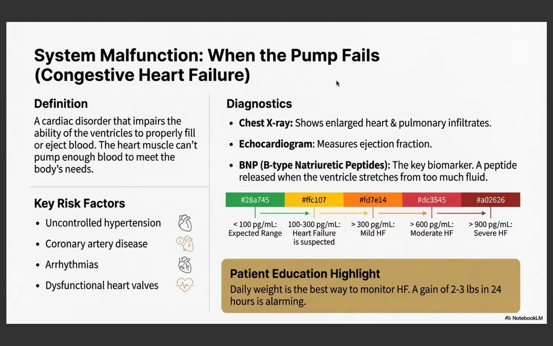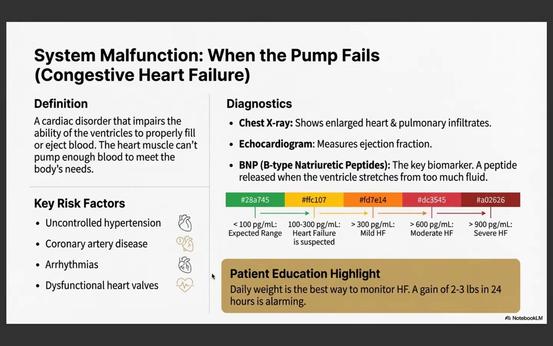So less than 100 is expected. If you have greater than 900, that is severe heart failure. Chest x-rays are another thing that we can do to show whether or not the heart has been enlarged, or if there's any pulmonary infiltrates. Sometimes they might do CTs or MRI to see about the blood flow, but echocardiograms are another great diagnostic tool for actually measuring the ejection fraction.